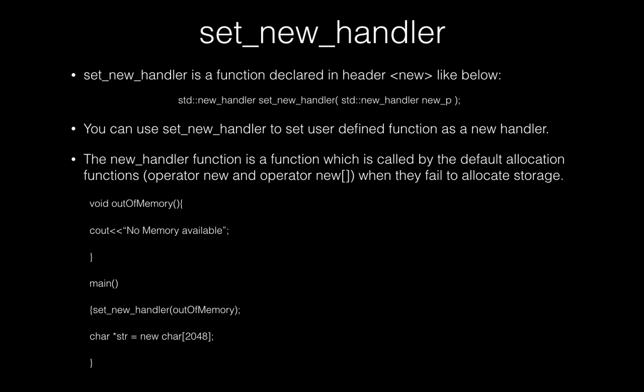So here you can see in the simple example within main, if you have set your new handler to your own function called out_of_memory, then this function would get called if operator new fails to allocate sufficient memory. So this is a very simple example for using set_new_handler.